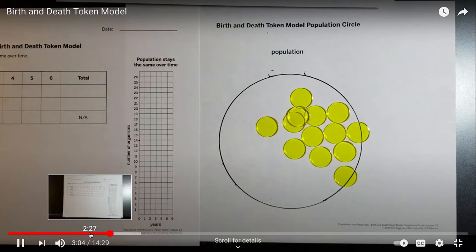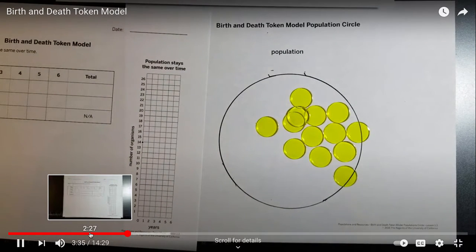If you would, make sure that you have the directions in front of you for lesson 2.2, and then you can follow along, and I will work the model activity so that you can get any information you need from it. And if you look, you'll see there's a first mission there, and that first mission says to make the population stay the same over time.